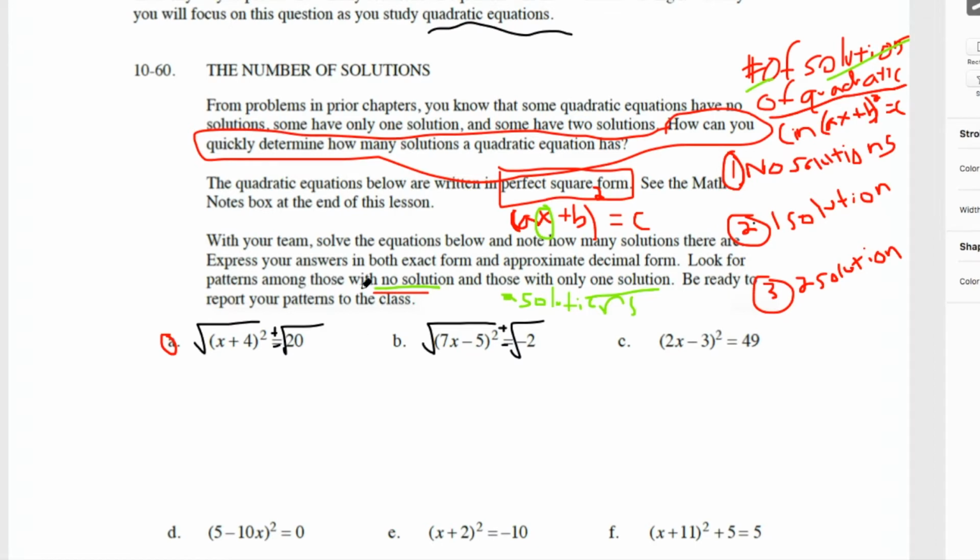And this is why they're asking us to write the answer in the exact form and the approximate decimal form. So let's do that now. We're going to get two answers out of this. And think about maybe what's underneath the square root symbol in terms of why you know that there are going to be two answers here. So square root of 20 is a real number. So on all these problems, you're just taking the square roots of both sides and thinking critically about this. So x plus 4 would equal plus or minus root 20.